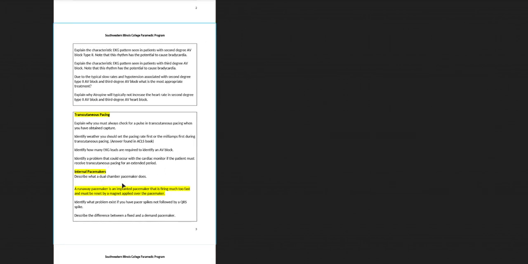Describe what a dual chamber pacemaker does. So a dual chamber pacemaker is a pacemaker that paces the atria and the ventricles in sequence. So it kind of tries to emulate a natural rhythm. So it'll depolarize the atria and then depolarize the ventricles in sequence, as opposed to a ventricular pacemaker, which just depolarizes from the ventricles.